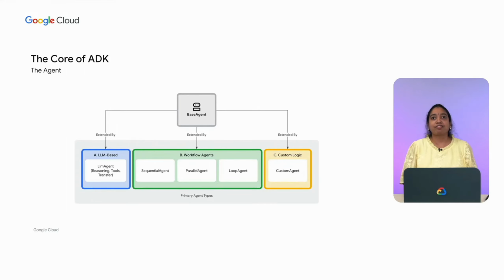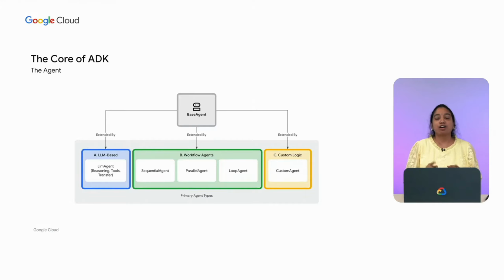The core of ADK is the base agent class. We provide 3 primary categories of agents you will work with. Let's start with the LLM-based agents. These agents use a large language model as their core brain. They leverage the reasoning and evaluation capabilities, along with a set of tools, to determine the best course of action to achieve a given goal.